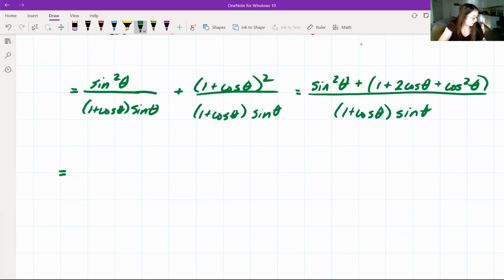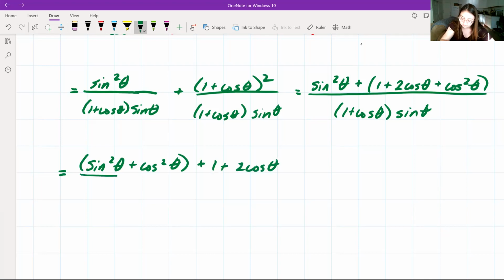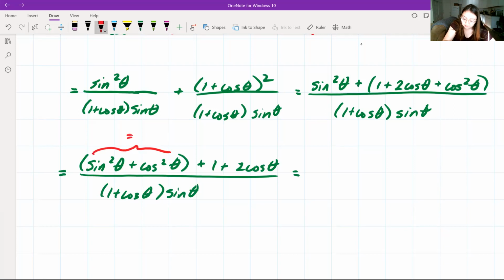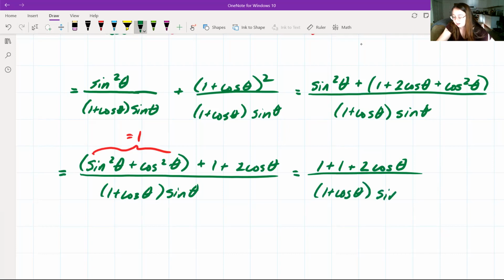So when we rewrite this here, we're going to say sine squared of theta plus cosine squared of theta, which we know is equal to 1 by our identity. And then on the outside, we'll have our plus 1 plus 2 cosine theta, still all divided by 1 plus cosine theta times sine of theta. So replacing sine squared of theta plus cosine squared of theta, which we know is equal to 1, we'll replace this with 1 to get 1 plus 2 cosine theta divided by 1 plus cosine theta times sine of theta.